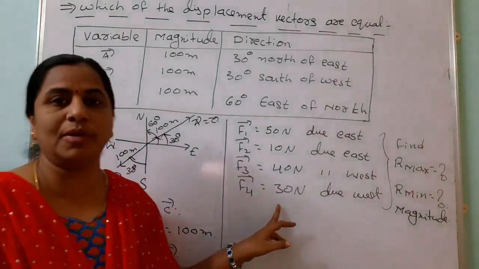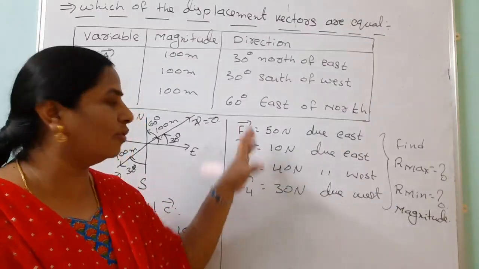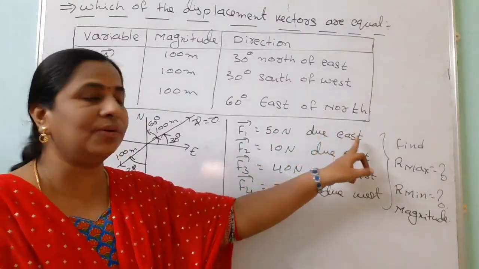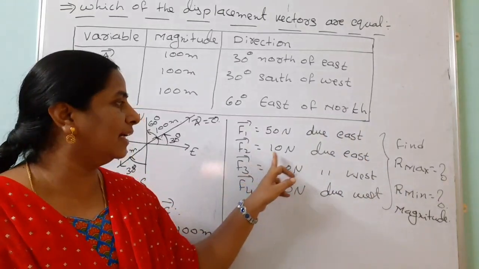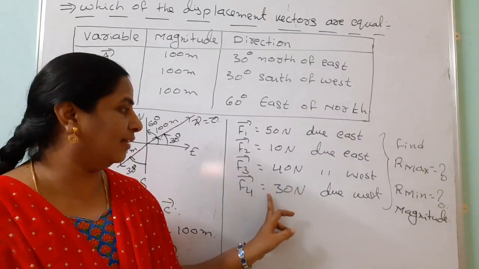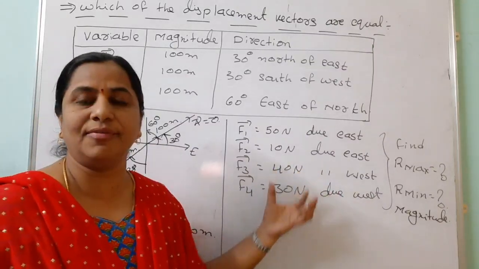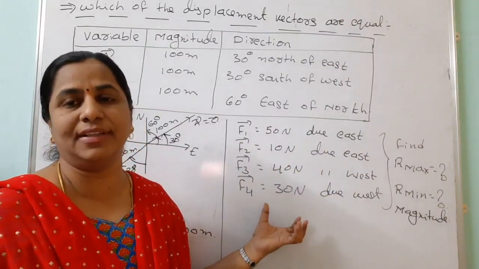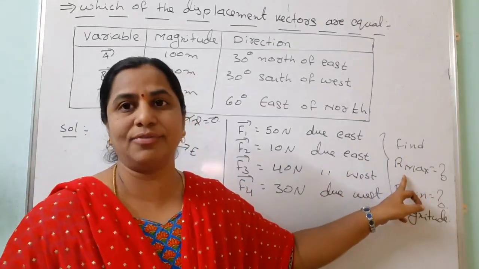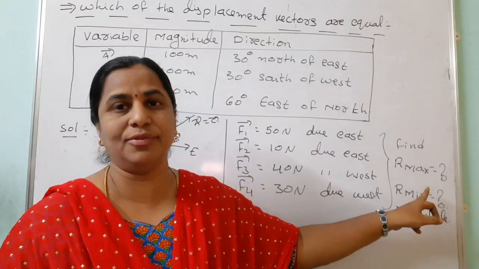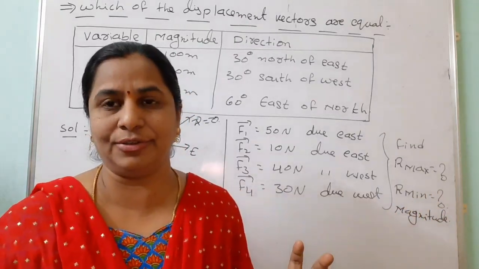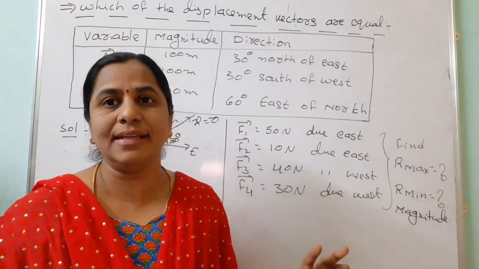Then our next problem is, they have given 4 forces. F1 bar equals 15 newtons due east. Then F2 bar equals 10 newtons east. Then F3 is 40 and F4 is 30 newtons. In every problem they have given the direction. But the question is, find the resultant force, the maximum resultant force and the minimum resultant force. They are asking only for the magnitude, not the direction of the result.